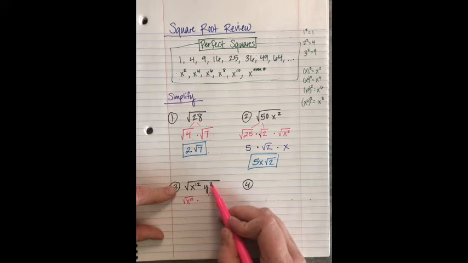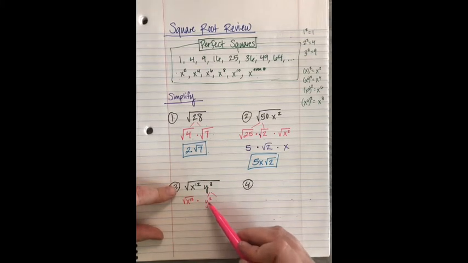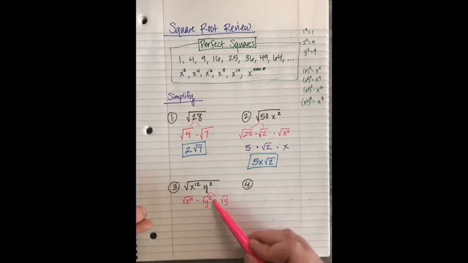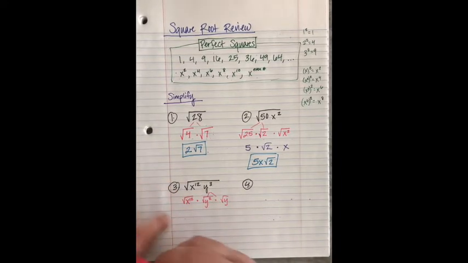I lower this number by 1, so that'd be y squared. And I think to myself, y squared times y is y cubed. So then I just take the root of both of those: the square root of y squared and the square root of y.